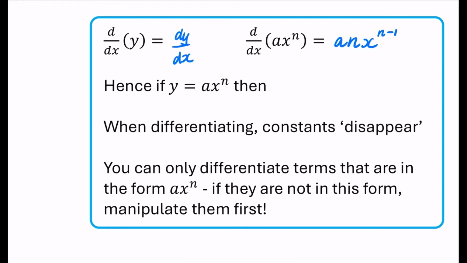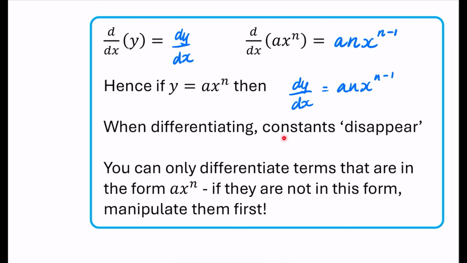Now this only works when it's in this form. So if it's not in this form, we're going to have to do some different things when we get to stuff in year 2. So hence, if y equals ax to the n, when you differentiate each of these things with respect to x, the y actually becomes dy by dx, and the right-hand side becomes an x to the n minus 1. People think you just write that at the beginning. No, you're actually differentiating this.